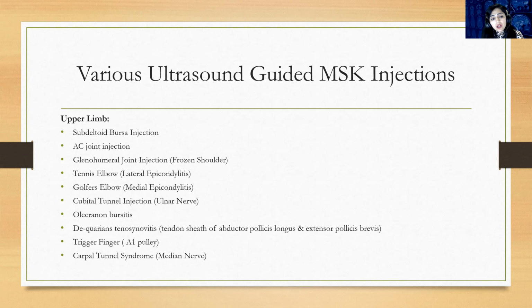Golfer's elbow is the common flexor tendon, which is attached on the medial humeral epicondyle, and that's also known as medial epicondylitis. We inject again on the common flexor tendon sheath. Then another injection we can do around the elbow is the cubital tunnel injection. We all know that the ulnar nerve is present within the cubital tunnel, and if there is ulnar nerve neuritis, we can give an injection alongside the nerve, just like in carpal tunnel.